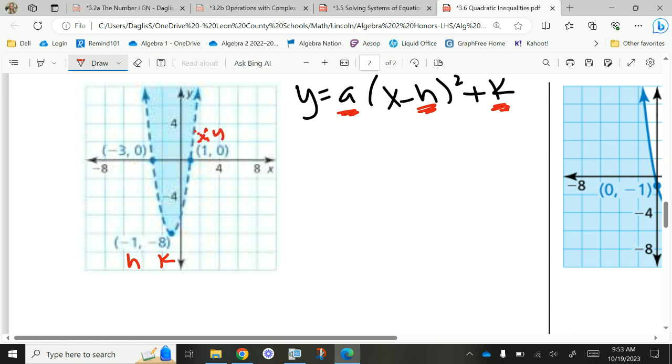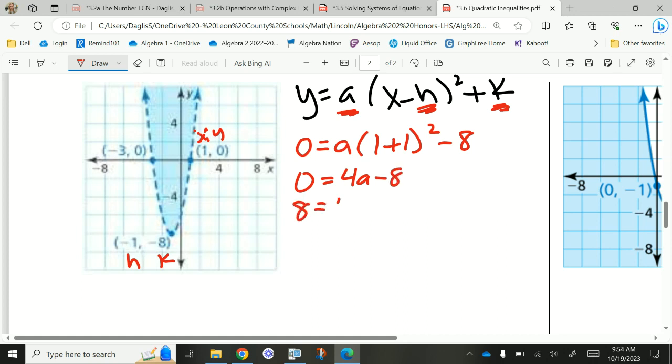All right, so we're going to do 0 equals a times 1 minus negative 1, so that becomes plus 1, right? Squared. And then minus 8 on the end. 1 plus 1 is 2. 2 squared is 4. Add that 8 over. Divide both sides by 4. I have 2 is my A value.